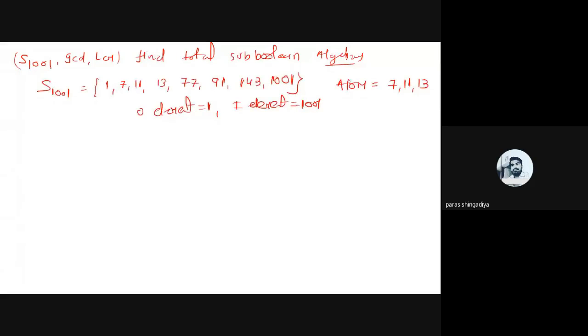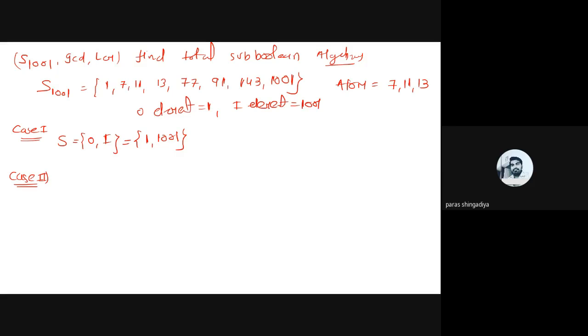And now let us find the sub-Boolean algebras for two elements. So the formula in case number 1: S is equal to 0 comma I, that is equal to 1 comma 1001. So this is the sub-Boolean algebra which contains two elements of S1001. And then in case number 2, we'll identify the sub-Boolean algebras which contain four elements.